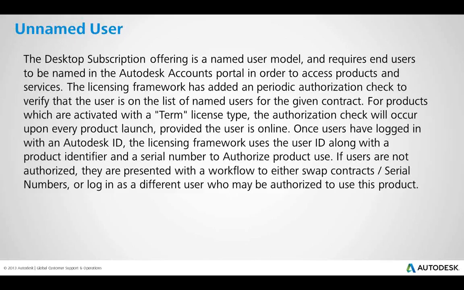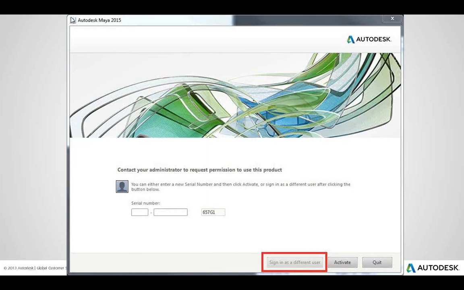If users are not authorized, they are presented with a workflow to either swap contracts or serial numbers, or log in as a different user who may be authorized to use this product. What this is referring to is maybe you do have a valid username, but it's associated with a different contract. So maybe you have two contracts, and one is for Maya and the other one is for AutoCAD, and in this case you're trying to use the AutoCAD LT username. It will not let you over and say, hey, you need to contact your administrator to request permissions to use this.